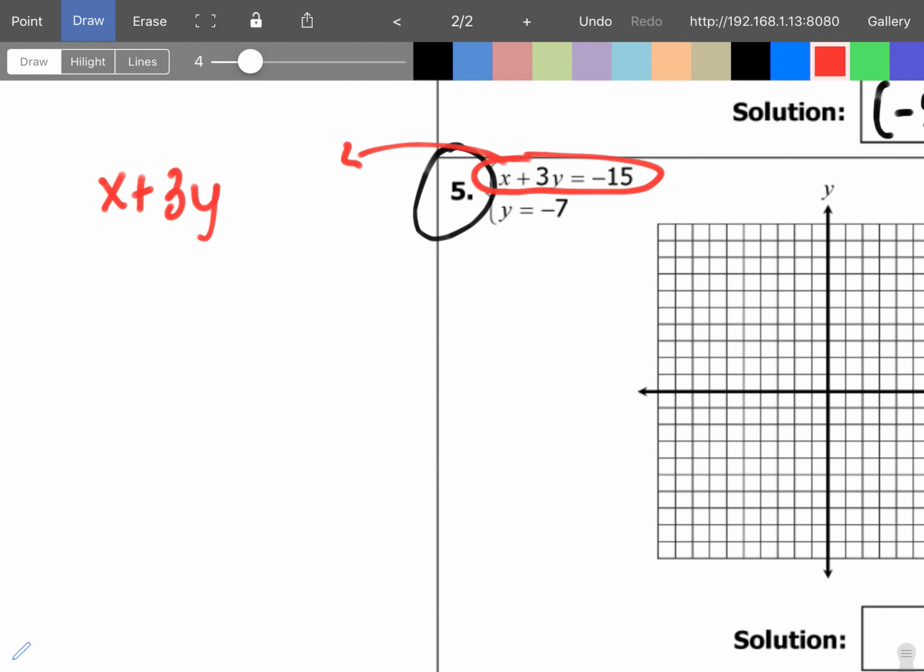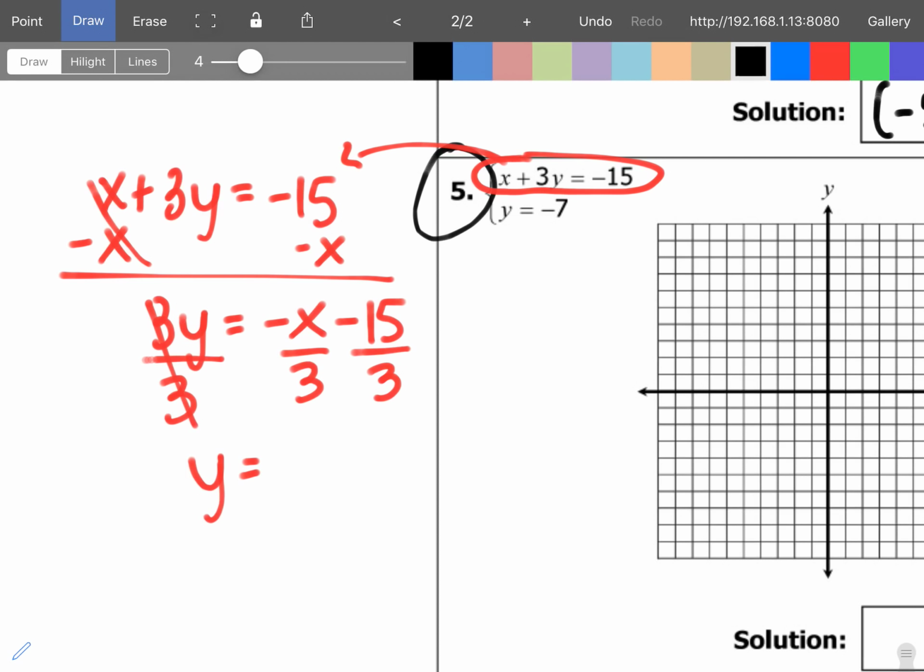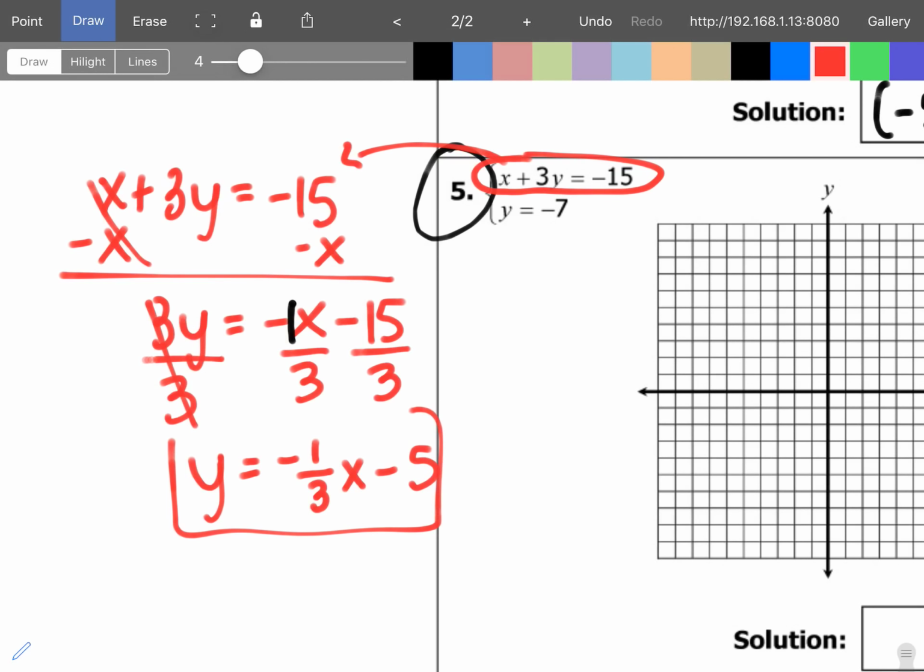So x plus 3y equals negative 15. Remember, our goal here is to get y alone. We always get rid of the x first. Subtract x from both sides. We have 3y equals negative x minus 15. Always put the x first, because it needs to be in the form mx plus b. And then we're going to divide each piece by 3. So it's y equals, remember, there's a 1 in front of this, so this is a fraction, negative 1/3 x. And then this piece is minus 5. Great, we got it in y equals mx plus b.